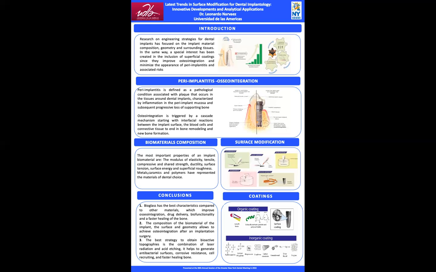Among ceramics, hydroxyapatite is the most used because of the great biocompatibility and capability to help the osteoblast activity because it has a similar composition to the mineral structure of the bone. In metals, titanium and its alloys are the most used materials because of their osseointegration capacity.